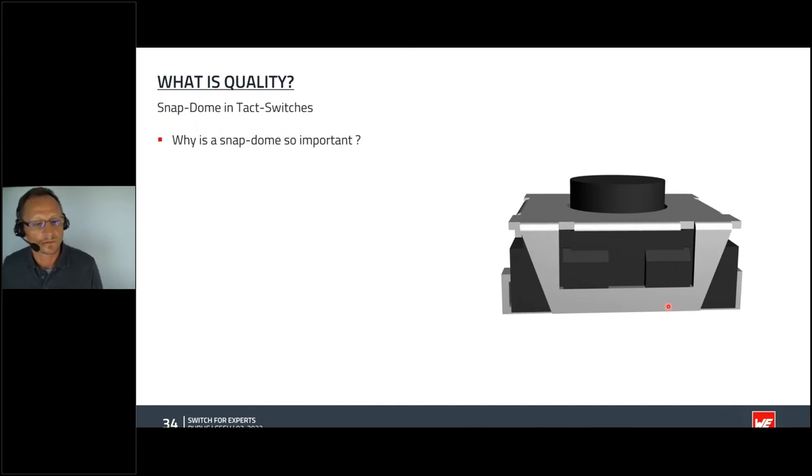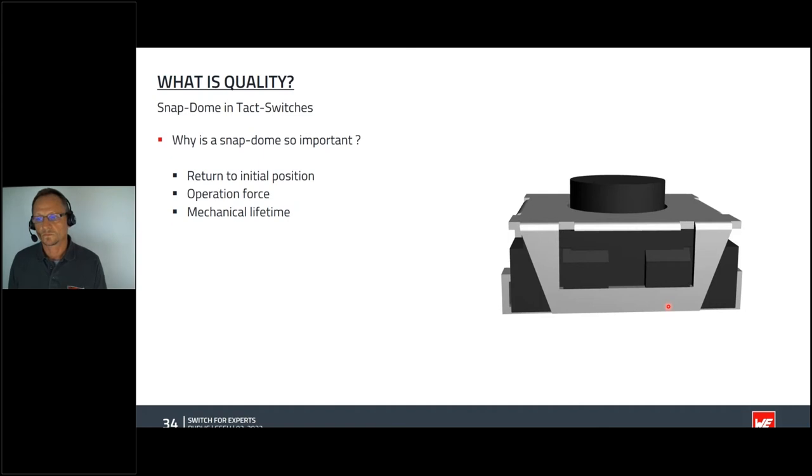it's relevant for the return to the initial position, the operation force, also creating the mechanical and the electrical lifetime. And it's giving you the tactile feedback. Now the question is, what makes a good snap dome?